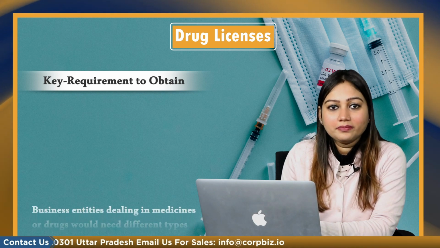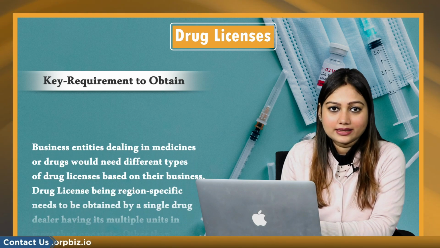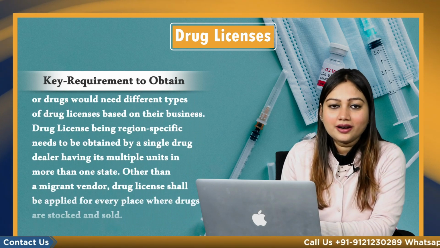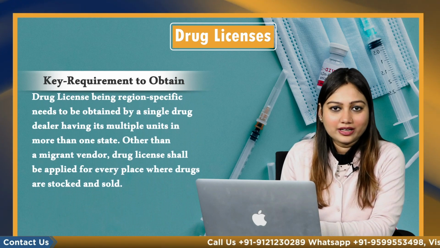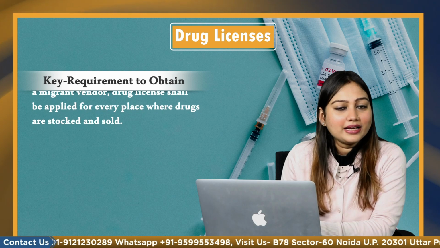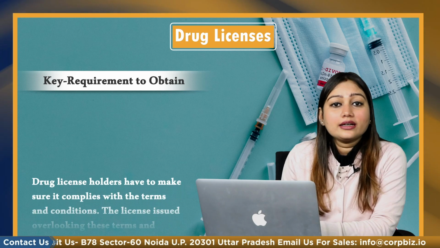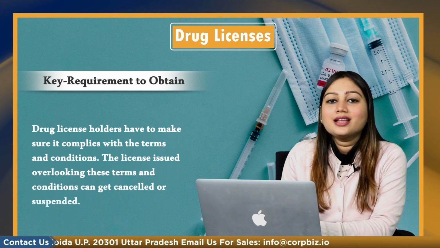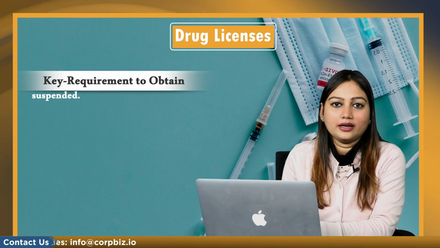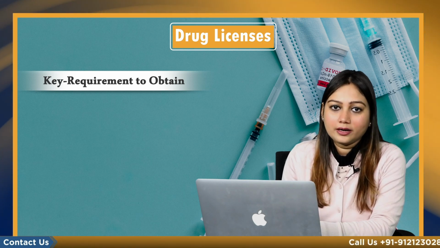Business entities dealing in medicines or drugs would need different types of drug licenses based on their businesses. Drug license being region specific, it needs to be obtained by a single drug dealer having multiple units in more than one state. Other than a migrant vendor, a drug license shall be applied for every place where drugs are stocked and sold. Drug license holders have to make sure that they comply with the terms and conditions. A license issued overlooking these terms and conditions can get cancelled or suspended. The authority shall be notified about any change or modification that occurs in the business.